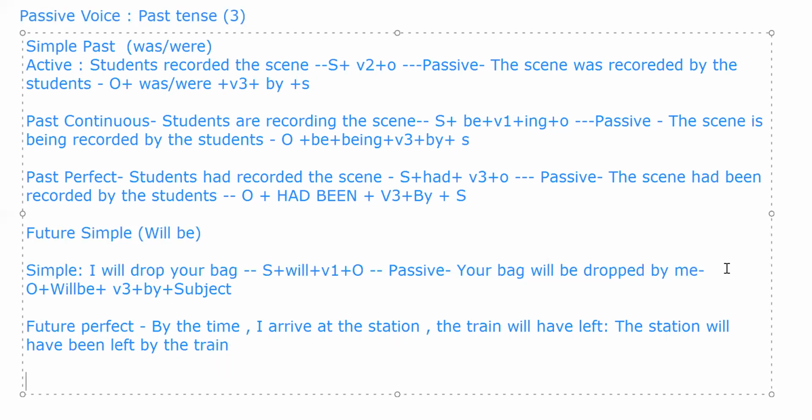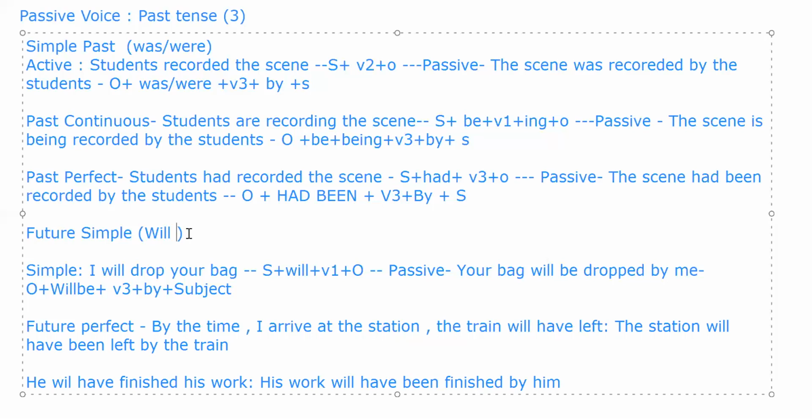I'll give you the easier version also. He will have finished his work. It changes to: his work will have been finished by him. So we have added a been element to it, as we always do in perfect tense, and will is already there. So these are the complete set of passives.